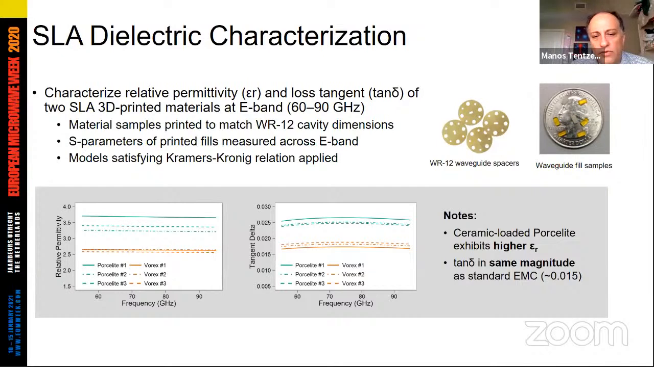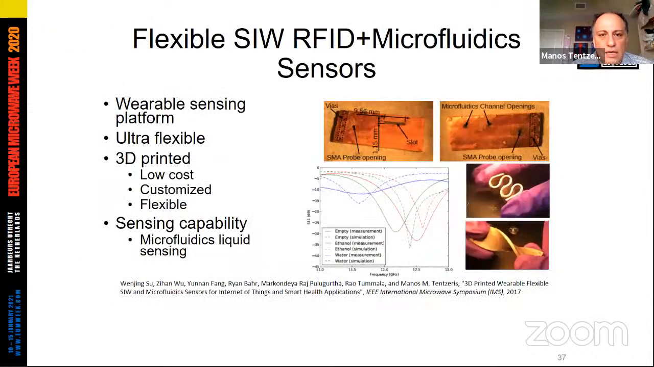You see here the performance of some of the 3D printed materials is quite broadband, same dielectric constant all the way up to 90 gigahertz. Some people claim that most of the 3D printed materials are lossy. And that's true most of the time. Nevertheless, over the last year, there have been demonstrations of PCB-like printed materials with loss tangent on the order of 5·10⁻³ or less. So slowly, we're moving to very low loss materials, even for applications going up to the E-band, 60-90 gigahertz.